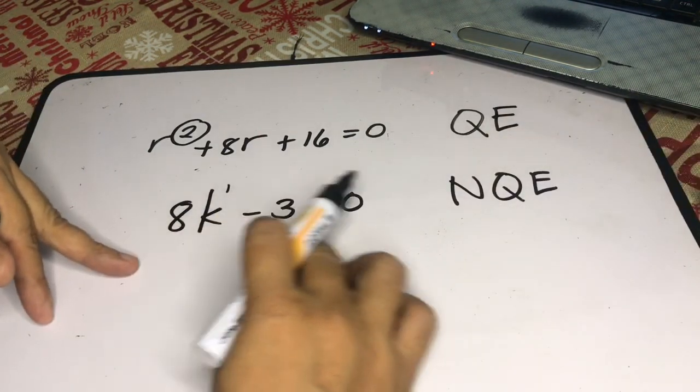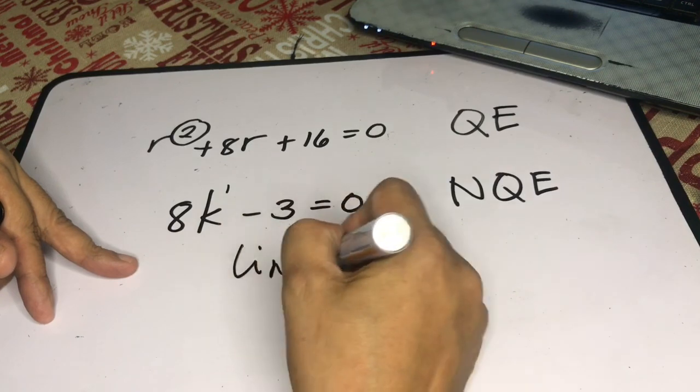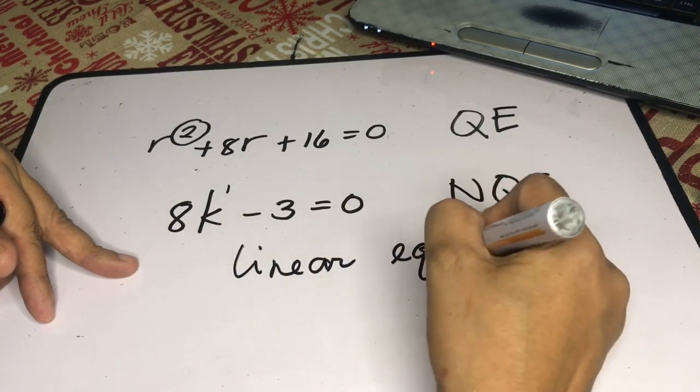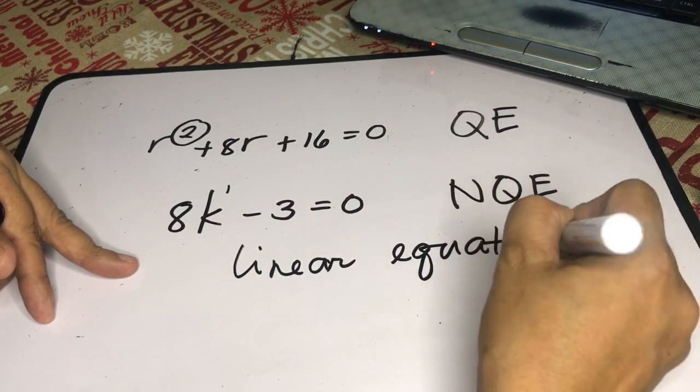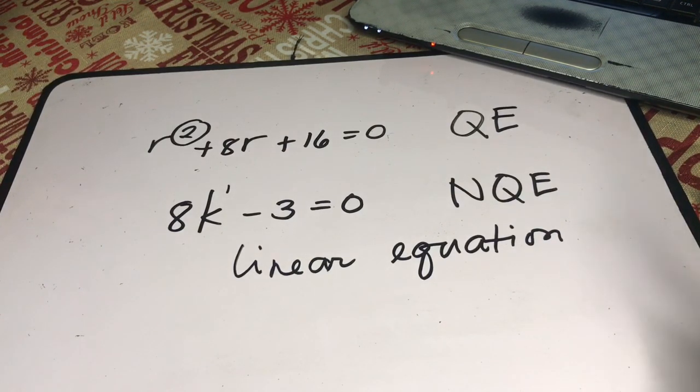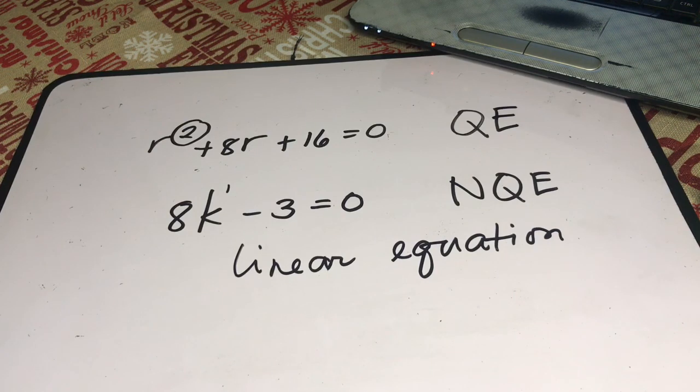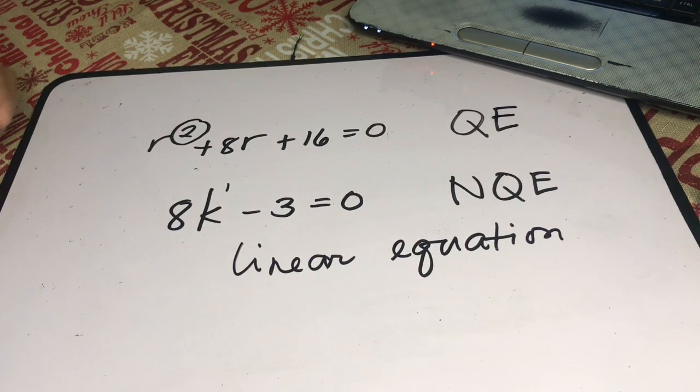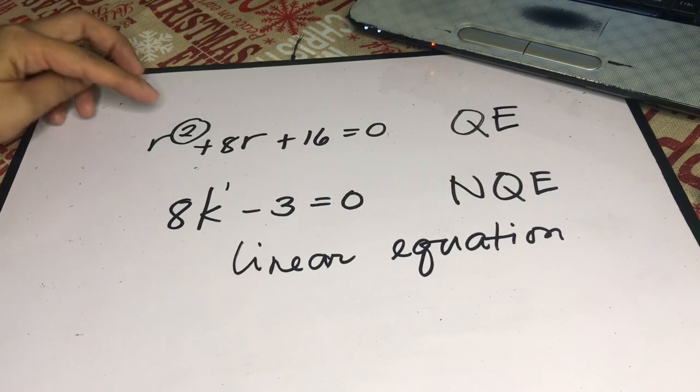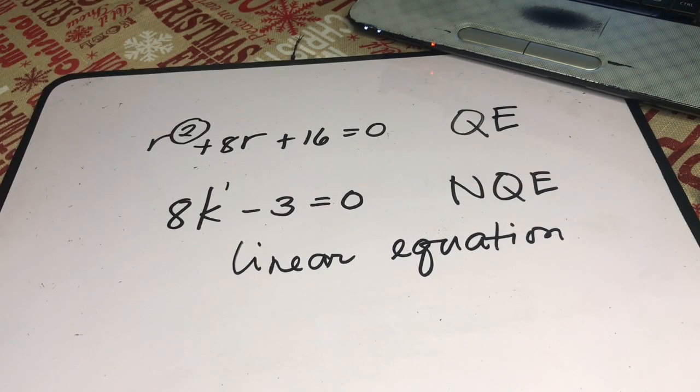Now, we call this equation a linear equation. A linear equation in one variable is of degree 1. And a quadratic equation in one variable is of degree 2. Okay, so this is a quadratic equation and this is a linear equation.